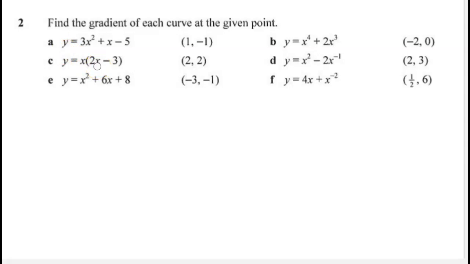So I think I've done some parts, so I'm just going to go to the other ones. So let's have a look at E and D. So let's start with D first. y equals x squared minus 2x minus 1.